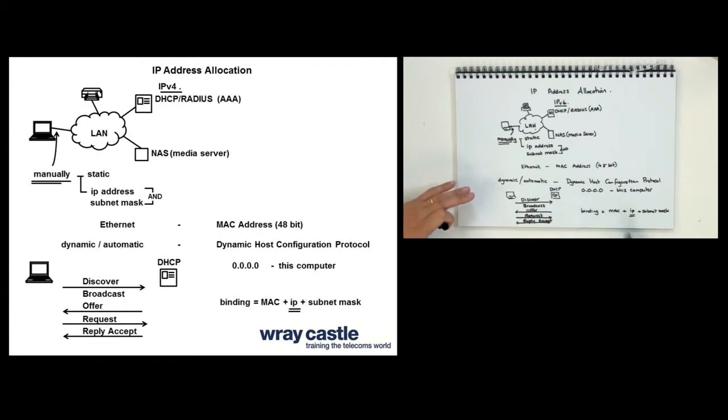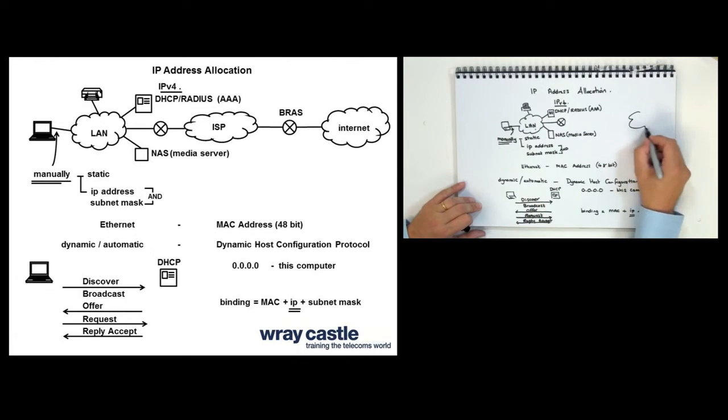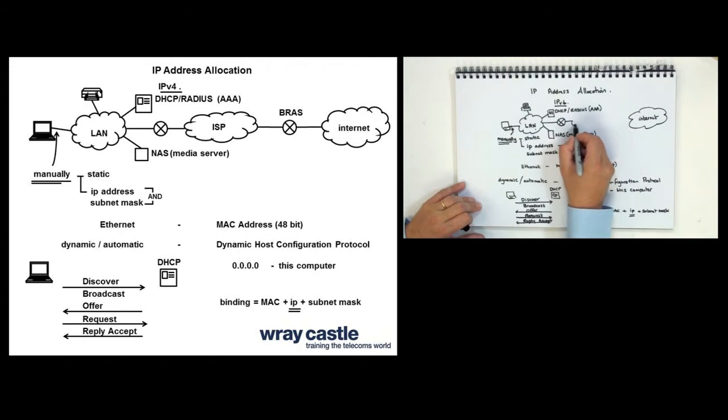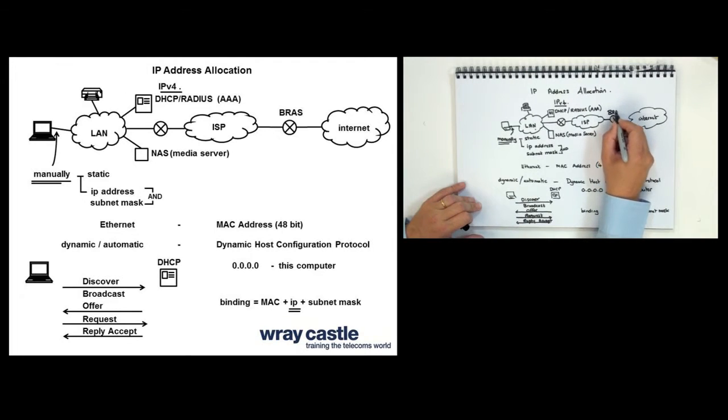Now, that gets you, as far as we're concerned, access to the local network. But what if you want to go beyond that? What if you want to go beyond your local network and out towards the public internet? Well, the network that you're going to see is the network that's provided by your ISP, and then there's an interconnect between the ISP and the big bad world of the internet, which will be using a BAS or BRAS, a broadband remote access server, or just simply broadband access server if it's the BAS.